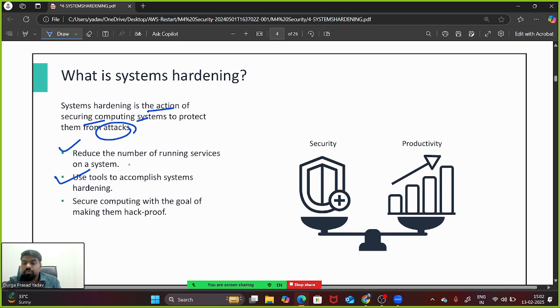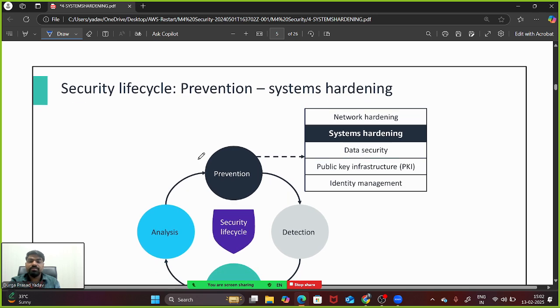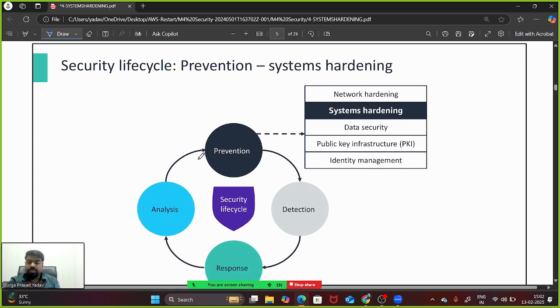And then there are some tools that you can use to harden your system, and you can secure computing with the goal of making them hack proof. Once you maintain the security of your resource, automatically the productivity of your resource will start increasing. So productivity is completely based on the security of your system.